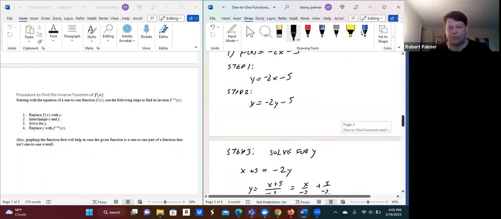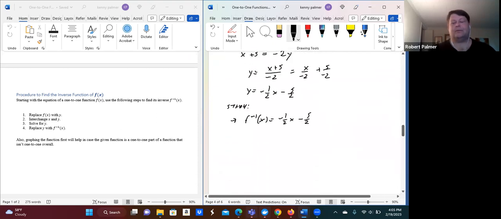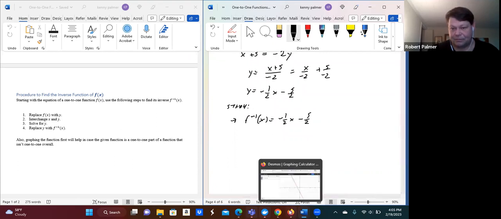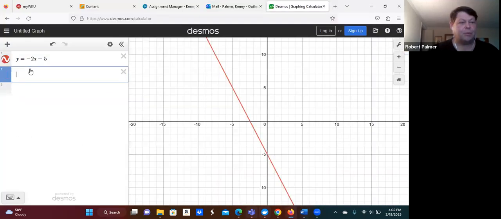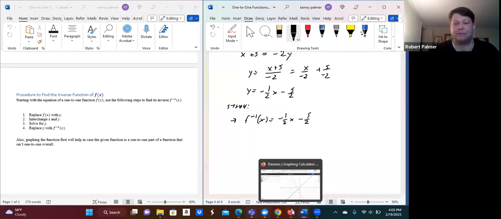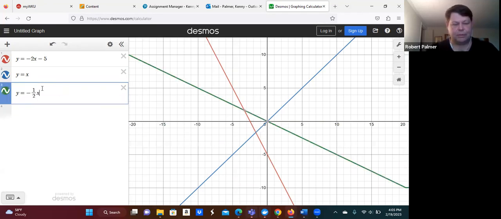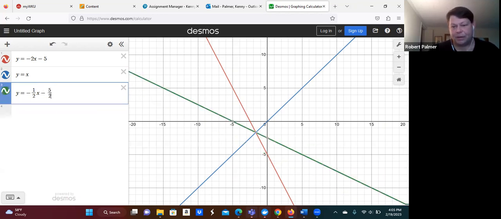Okay, so let's make sure that's true. Let's go back and graph that. So first of all, here's the line y equals x. It should be flipping over that line. Let's see if it does. Once again, remember that was y equals negative 1/2 x minus 5 halves. Yeah, I think it clearly looks like that.